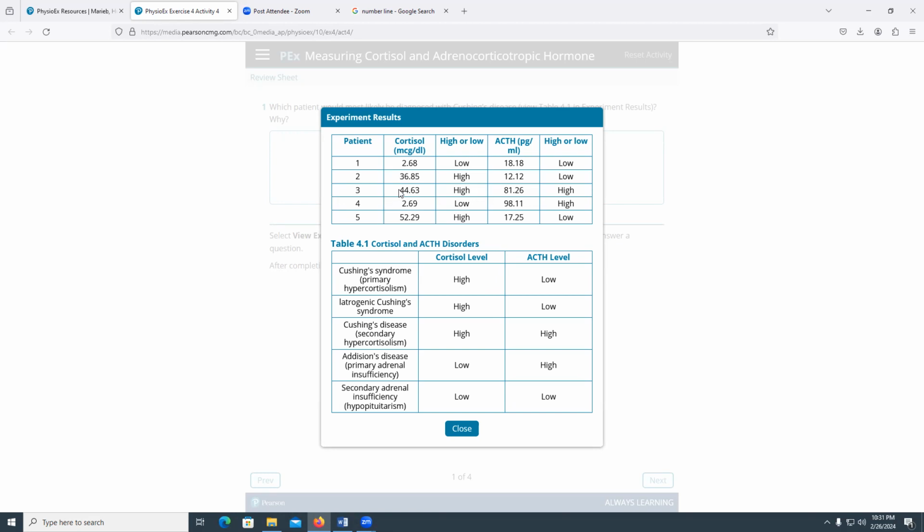Patient number 3 would be diagnosed with Cushing's disease because the levels of cortisol and ACTH are both high. That means there is a tumor in the pituitary gland secreting so much ACTH, and as a result, you would have so much cortisol. But if it was Cushing's syndrome, you would have normal or low ACTH, and then really high cortisol because the tumor is only in the adrenal cortex.